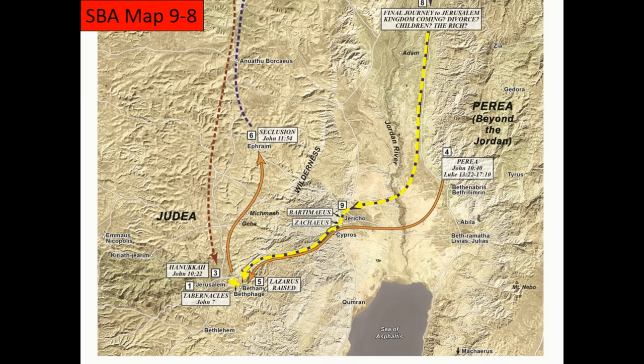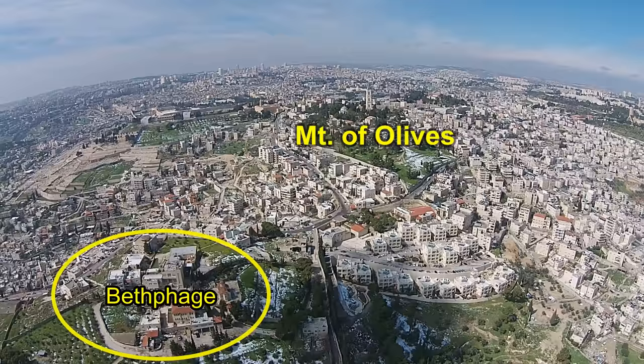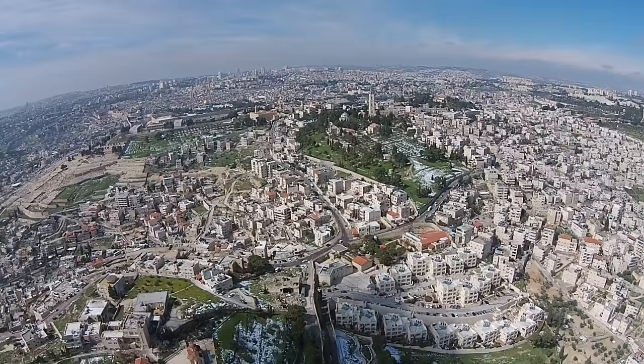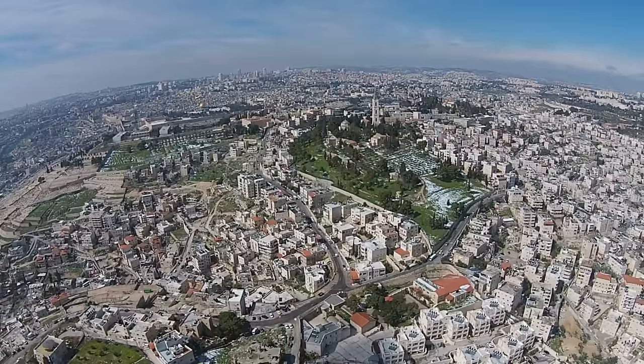From Bethany and Bethphage, we now climb to the summit of the Mount of Olives. It was from Bethphage that Jesus rode on a donkey as the designated king, the son of David, into his city, Jerusalem. At the fork in the modern road, Jesus would have followed the path to the left.